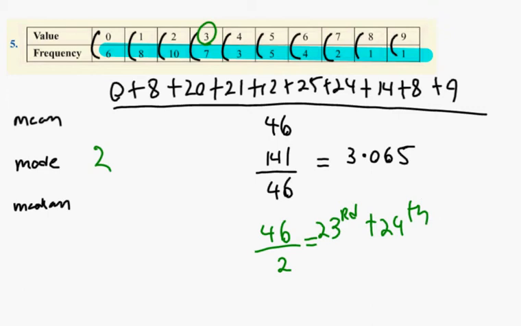The first 6 are 0. The next 8 are 1. That's 14. 14 plus 10 is 24. 24 people score 2 and below. That means 23 and 24 are both going to be 2. Median is 2. Okay, everybody happy enough with that? Yeah, good.